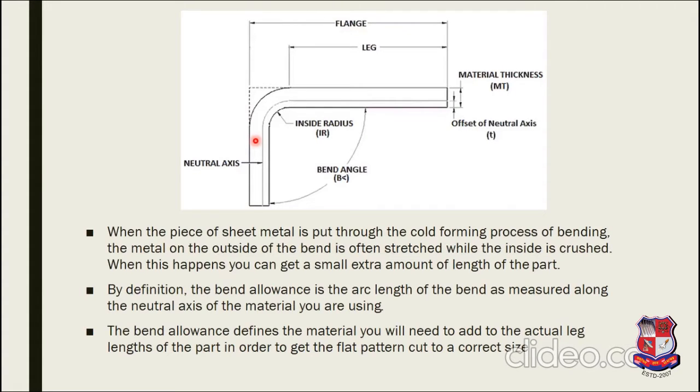You all know that bending is one kind of forming operation carried out on a press machine. To understand it better, let us consider this figure. Here we have bent one flat sheet of sheet metal to a 90 degree workpiece with the use of a die. So when a sheet metal is put through the cold forming process of bending, the metal on the outside is stretched while the inside is crushed.